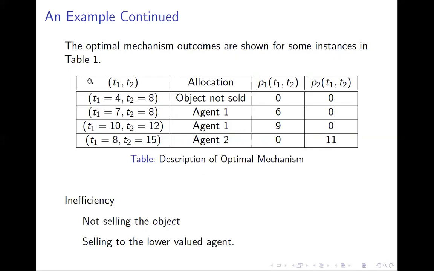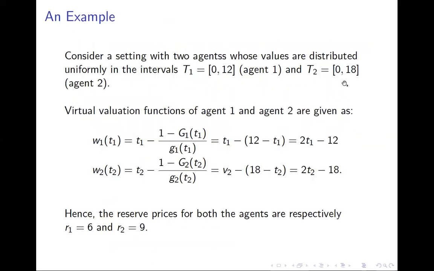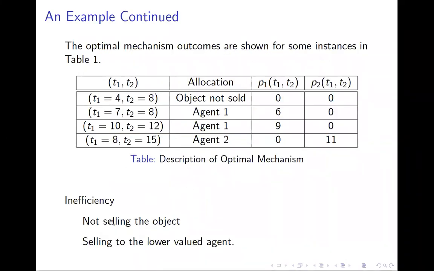Okay, so what we saw from this example is that the optimal auction in the asymmetric case where bidders have different supports need not be efficient, and this inefficiency is because of two reasons.